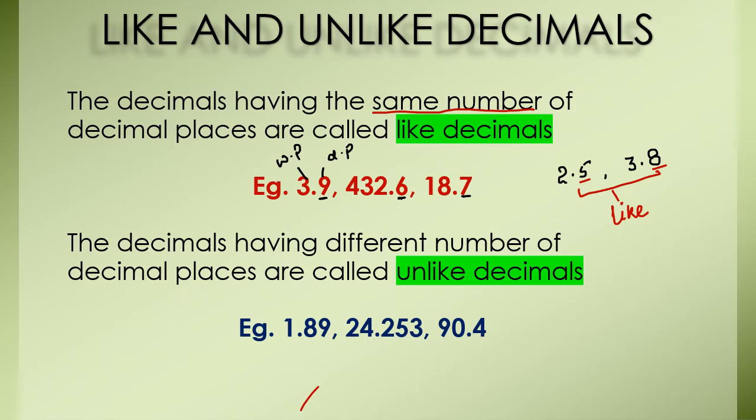The decimals having a different number of decimal places are called unlike decimals. So if the number of decimal places is different in all the numbers, they are called unlike decimals. As you can see in the examples, in the first number we have two decimal digits. In the second one there are three digits after the decimal, and in the third number only one digit is there. So in all the numbers, the number of digits after the decimal is unequal. So they are unlike decimals.